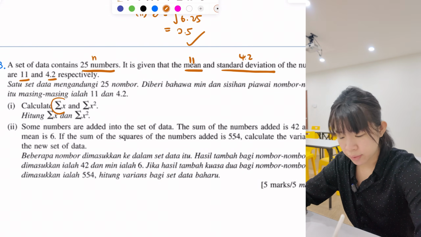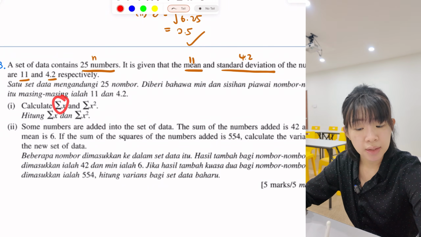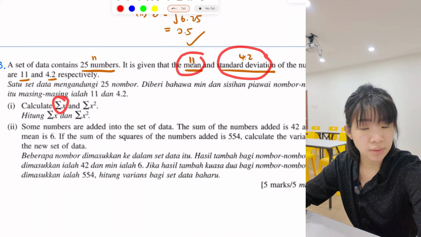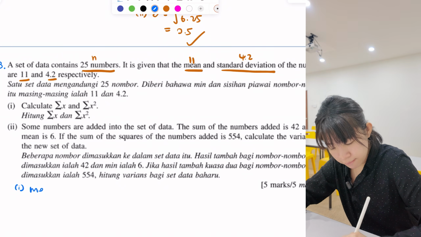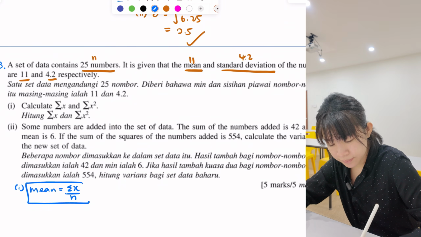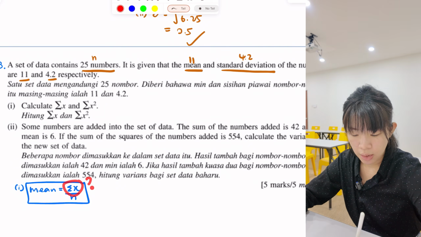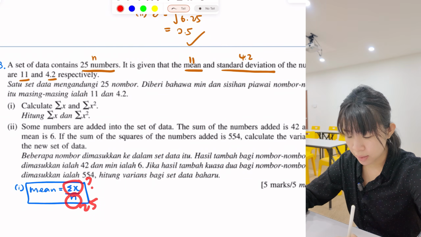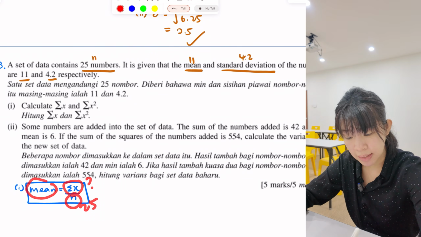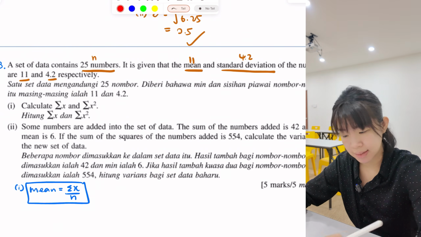Okay, look at this symbol, sum of x squared. So which formula include this? Mean or standard deviation? Okay, you write out the formula, then you will know. Okay, so for the formula of mean is always sum of x divided by n, correct? Okay, look at this formula. If I want to find sum of x, this one we don't know. Do we have n? Yes, we have 25 data. Do we have mean? Yes, the mean 11 given. So which means we can use this to find sum of x.